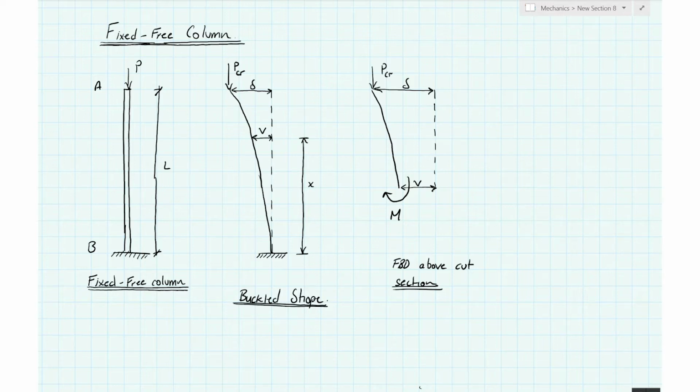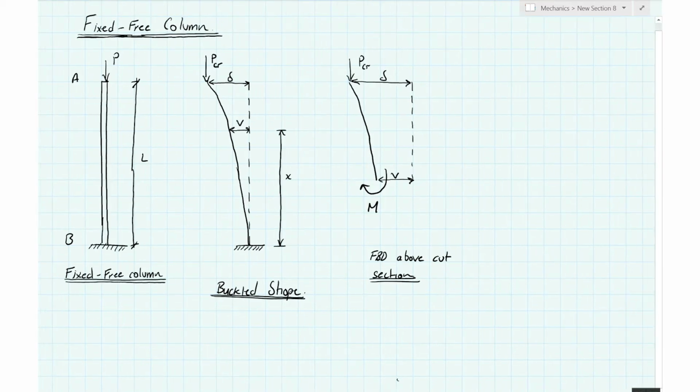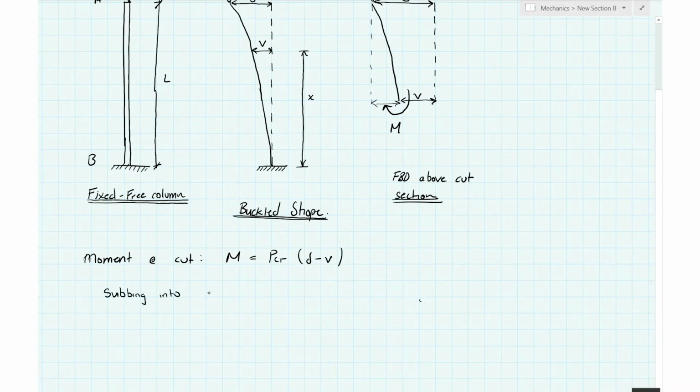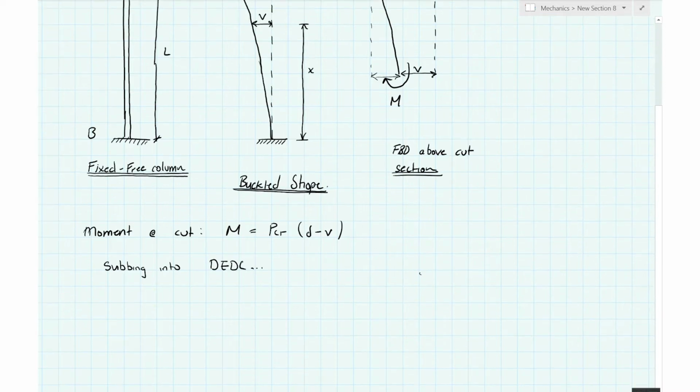So it's relatively straightforward to determine the bending moment internally. It's going to be the axial load times the eccentricity, which is basically the axial load times this distance here, and this distance is going to be delta minus v. So the moment at the cut, M, is going to equal the critical load PCR times (delta minus v). Okay, so now we have what we need to set up the differential equation of the deflection curve. I'm going to abbreviate differential equation of the deflection curve as DEDC. So subbing in our expression for the bending moment would give us the following.